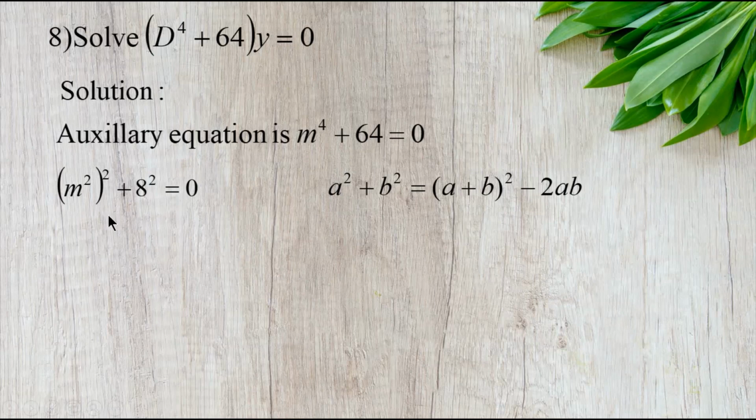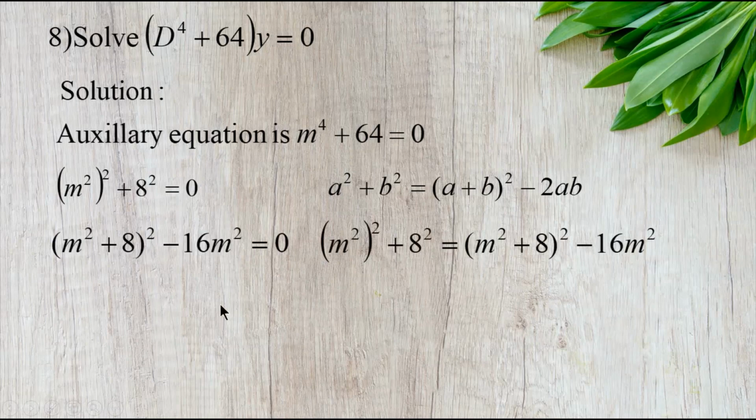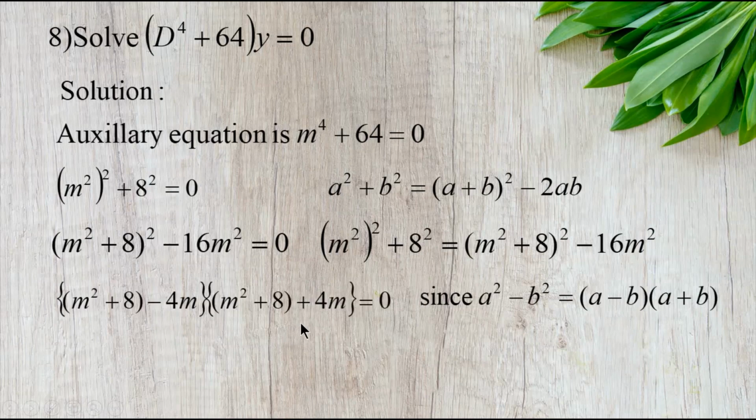We can rearrange the left hand side. So you can see this is what you get upon expansion. So this will be equal to 0. Now we can make use of the a square minus b square formula here, which is (a minus b) into (a plus b). So here a is m square plus 8 and b is 4m. So upon using this, you get these as the roots.